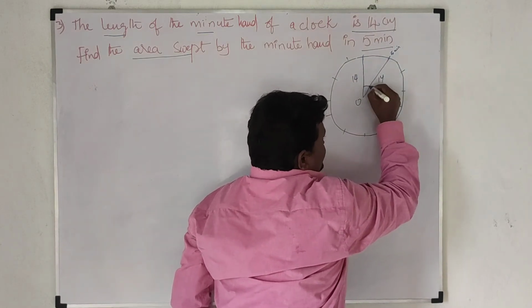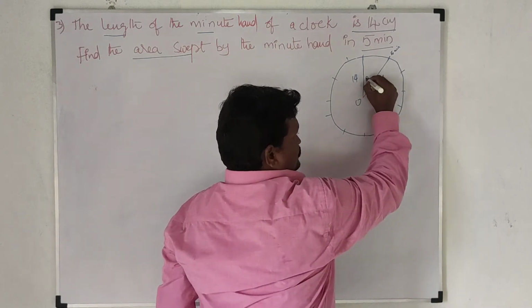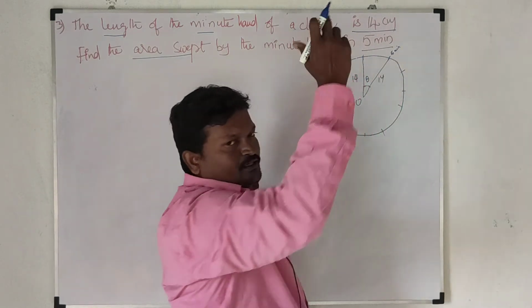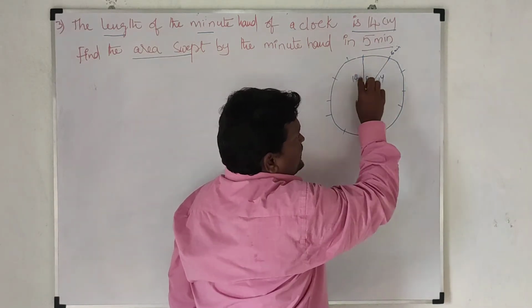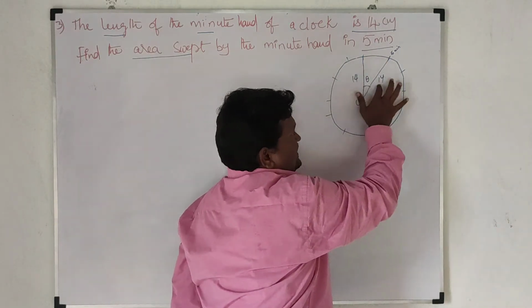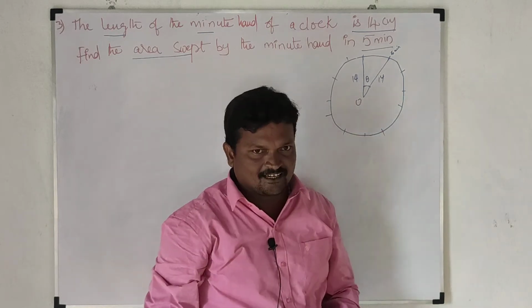So here we need the angle to find this area. This area will be the area of the sector. To find this area we need this angle. The radius is already there. How can we get this angle?